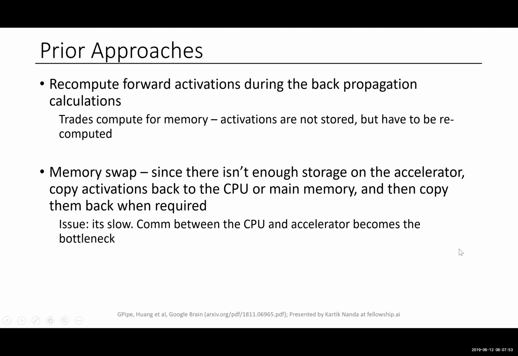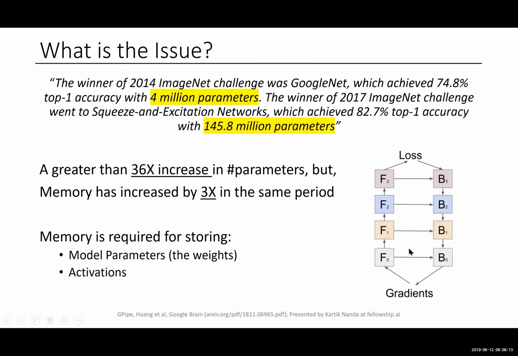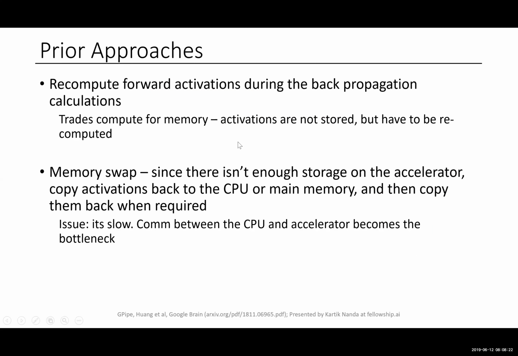So what are some of the prior approaches? So one possible way is to recompute the forward activations during the backpropagation calculation. And what this does is it trades compute for memory. So the activations are no longer stored. And so in the previous slide, in this image, none of these arrows that go from the F to the B, none of these values need to be stored. But then we are trading that for computation. So in other words, we're actually doing the forward computation twice because we have to recompute those activations during the backward propagation step. So we're trading compute for memory.